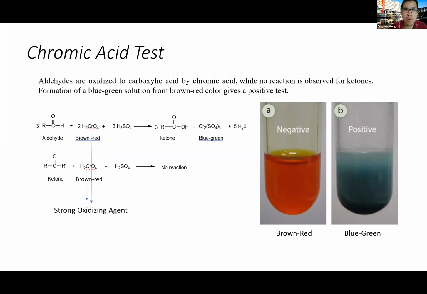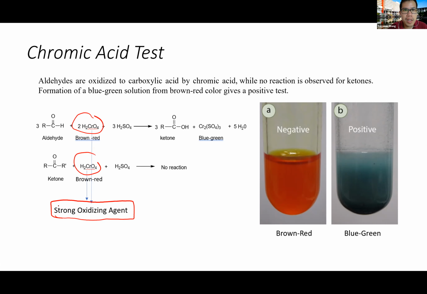Okay, so the first test they're going to do is basically the chromic acid test. Last week in practical 4, you also saw the chromic acid test. So chromic acid, just to reiterate again, these two are basically the reagent. Chromic acid reagent is a strong oxidizing agent. It's a strong oxidizing agent.